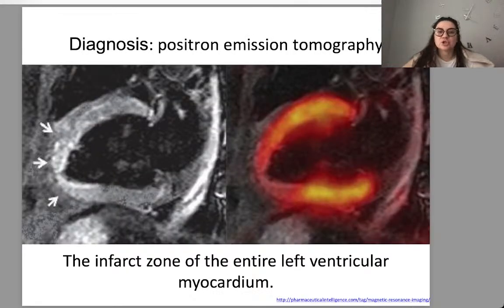PET, or positron emission tomography. It is a very good visualization, non-invasive method. It can take over the function of coronary angiography, but today it's not available in all hospitals. Just a few very big centers have PET tomography, and it is very expensive. That's why today the leading position takes coronary angiography. But here you see an example of the result of positron emission tomography, and the arrows show the infarct zone within the entire left ventricle myocardium.